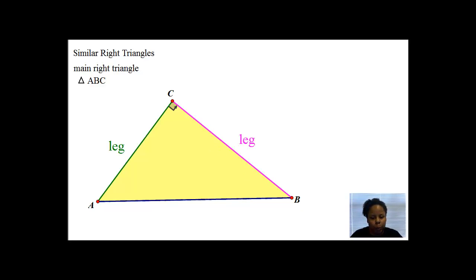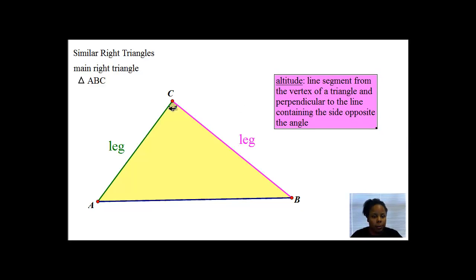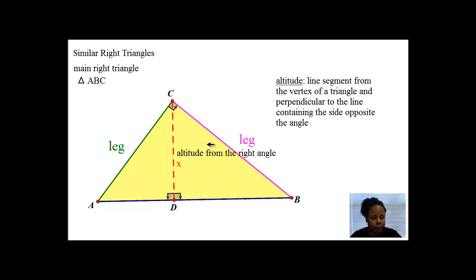For those of you who don't remember what an altitude is, an altitude is a line segment that starts from the vertex of a triangle and is perpendicular to the line containing the opposite side of a triangle. So here is our altitude. As you can see, it starts from the right angle and intersects the third side at a right angle. We're going to call the length of the altitude x.